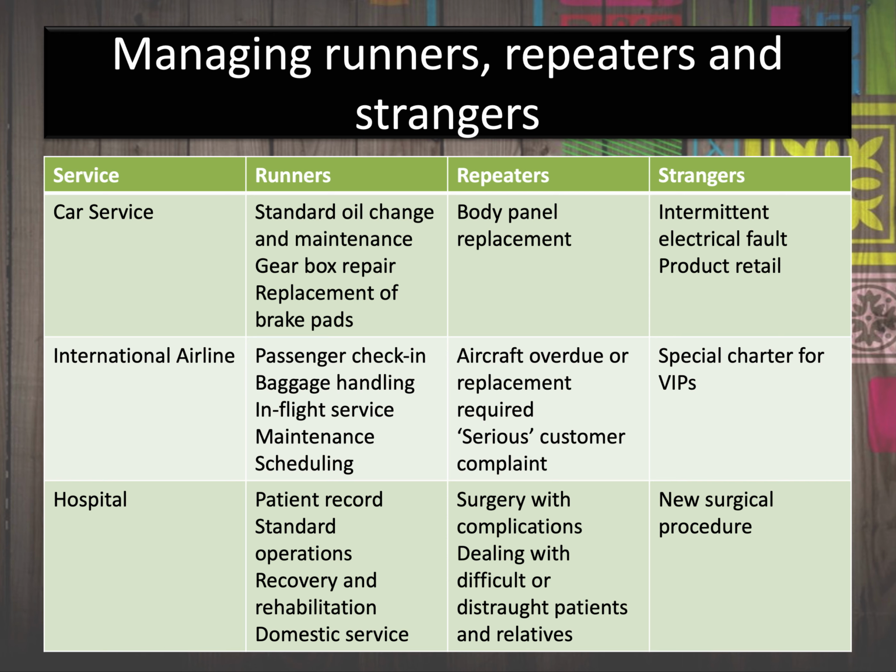And then the last part is strangers. It is a non-standard activity whereby certain services given to the customer are not the standard ones. Meaning to say whenever the customer came, you have to perform the runners. However, some of them might come with an intermittent electrical fault or a product recall. So these are the examples of runners, repeaters, and strangers. You can also go through the international airline and hospital examples in order for you to have a clear understanding of runners, repeaters, and strangers. So these are the three things.